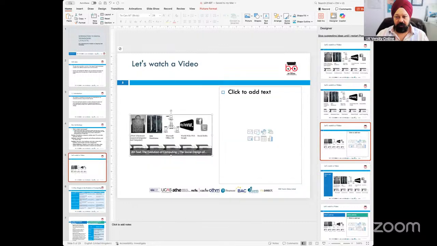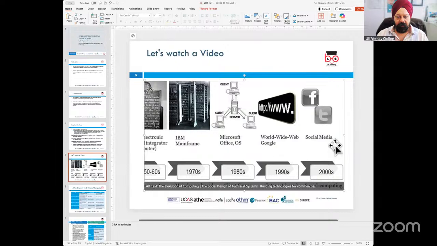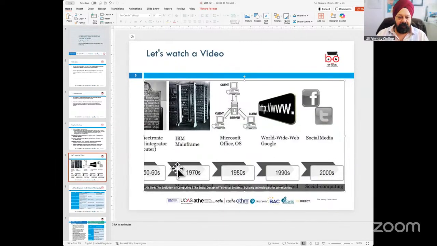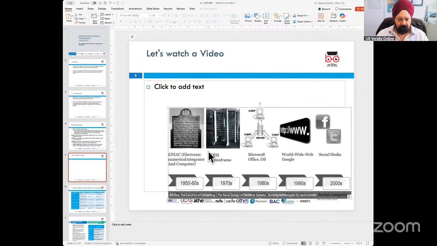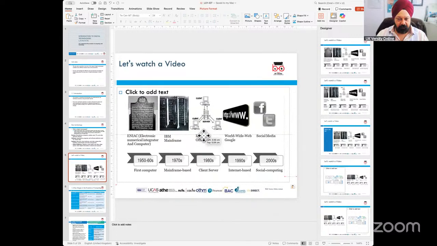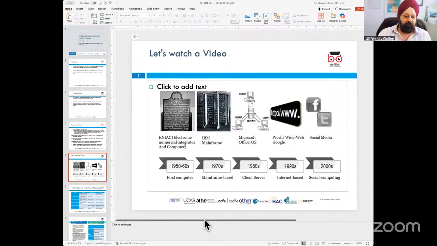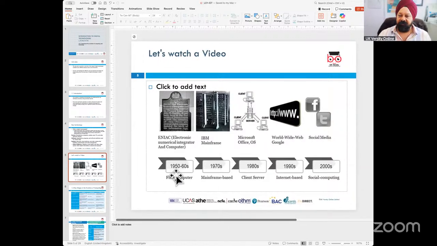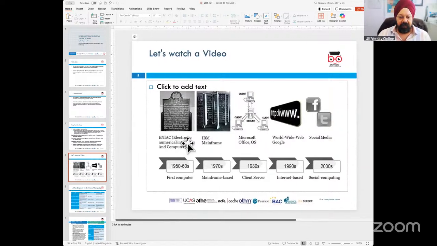So this is what you see right now in terms of how the evolution of computers happened. We saw computers and the origins of it in the 1950s and 60s. They were called the Electronic Numerical Integrator and Computer, ENIAC, as we call it. Then came the IBM mainframes in the 1970s.